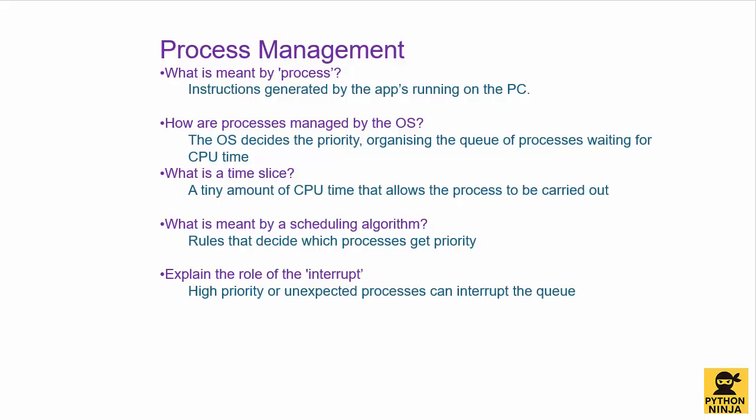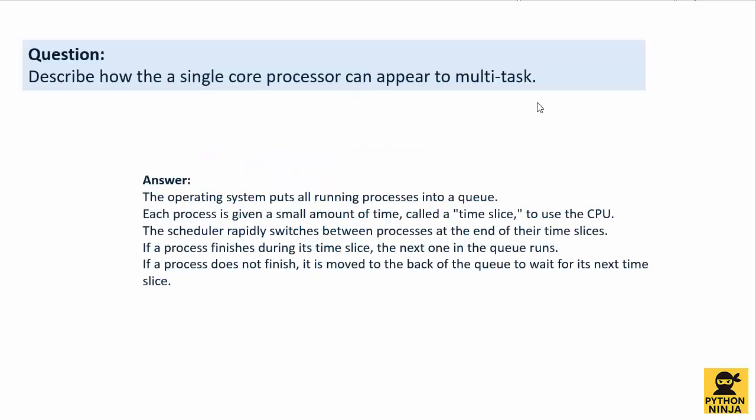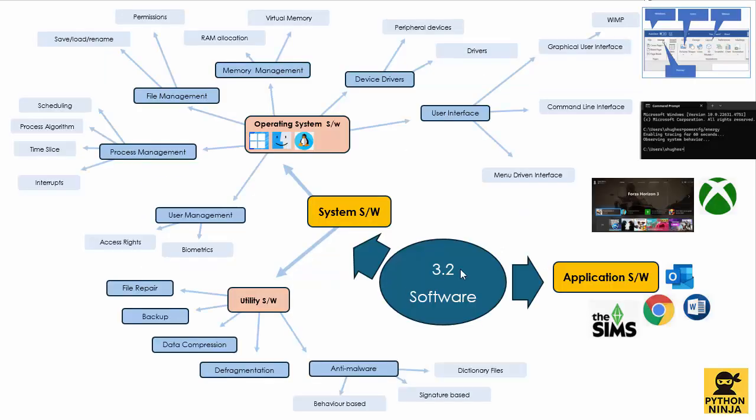So hopefully now you can answer questions like these, and GCSE questions like these, and hopefully you are getting a better sense of the software topic, and that application software is one branch of software, system software is the other branch. We've been looking at operating system software, and in particular at process management, which involves scheduling, a process algorithm, time slice and interrupts. And we will look at utility software and these other activities in a different video.